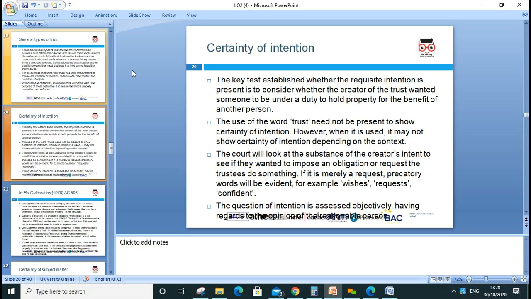And whether they create the trust, wanting someone to be under a duty to hold the property for the benefit of another person. The word trust need not be present to show the certainty of intention. However, when it is used, it may not show certainty of intention, depending on the context, what context the word was used in. The court will look at the substance of the creator's intent to see why the property was being given. Is it for the sake of saving tax or any other purpose?